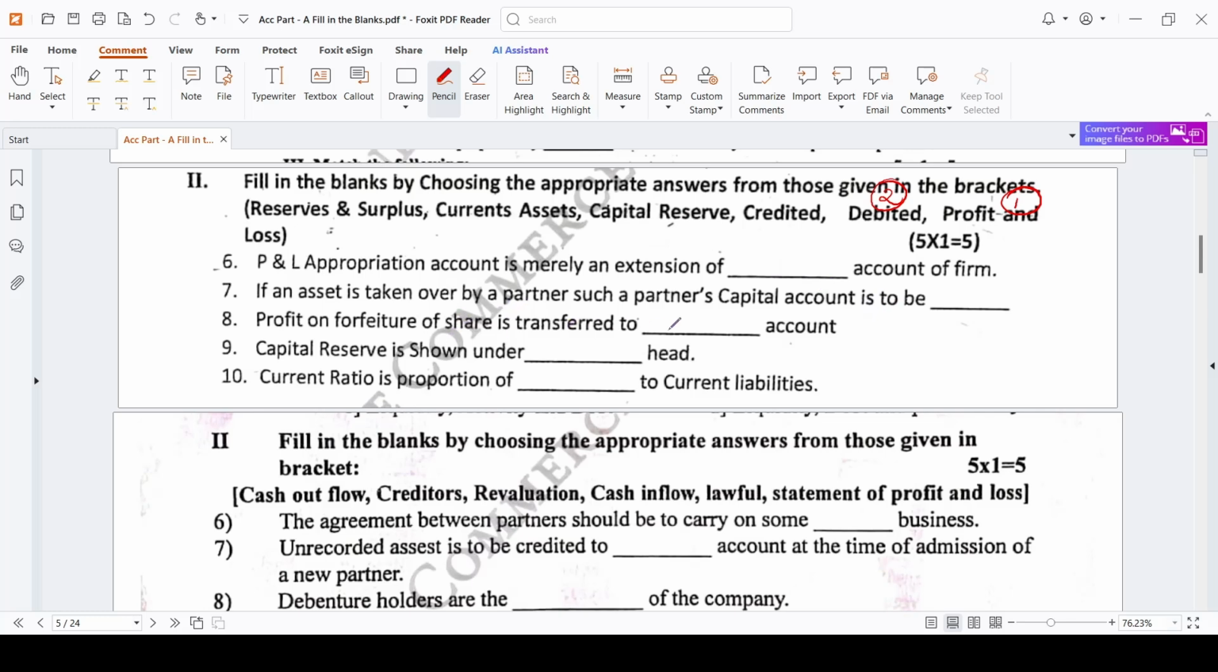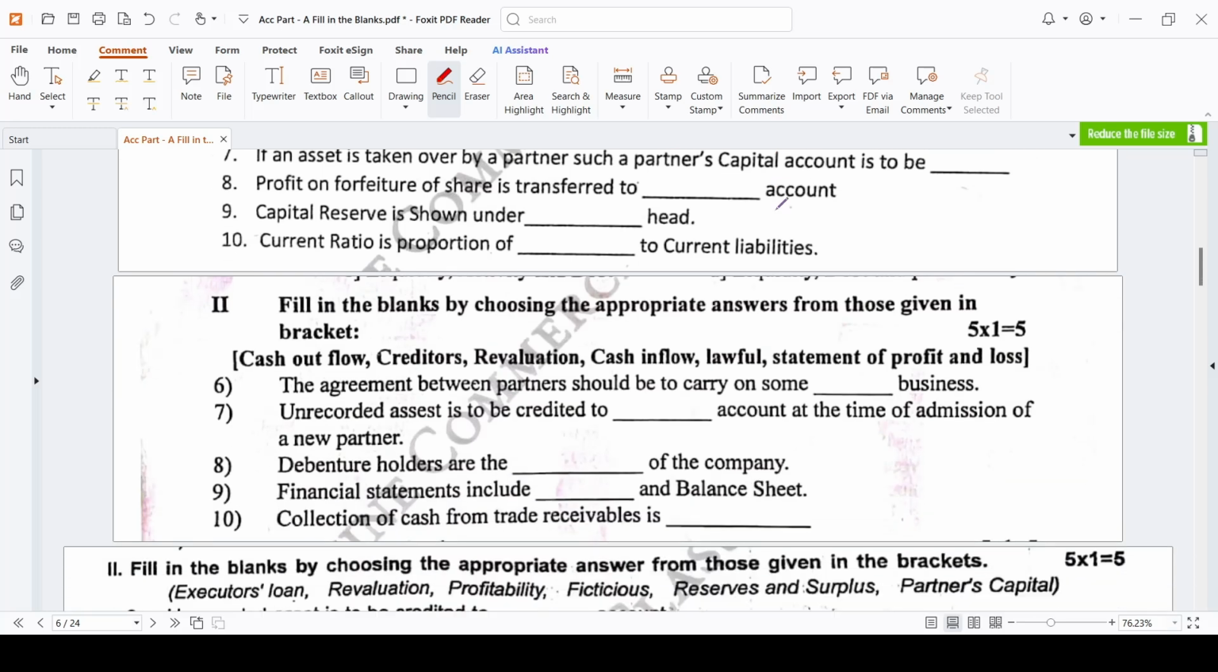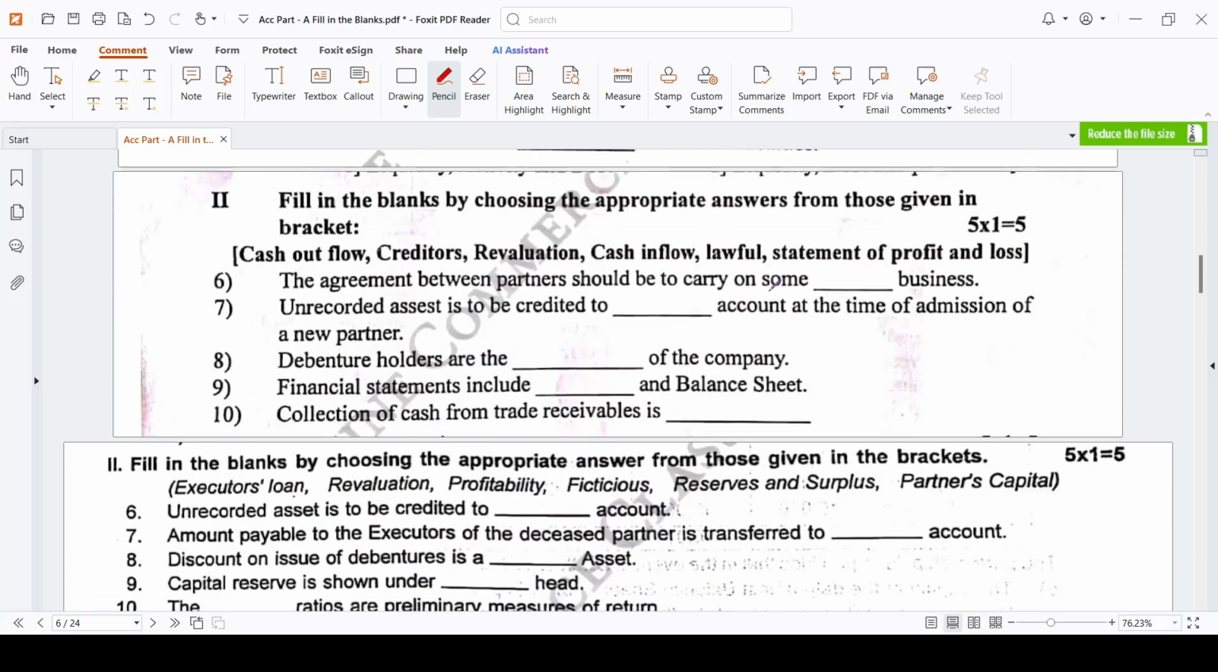Profit on forfeiture of shares is transferred to, profit on forfeiture will be transferred to capital reserve. Capital reserve is shown under the head reserves and surplus. Any reserves will be shown under the head reserves and surplus. Current ratio is the proportion of current asset to current liability. Credited is not an answer. The agreement between partners should be carried on to some lawful business, legal business or lawful business.